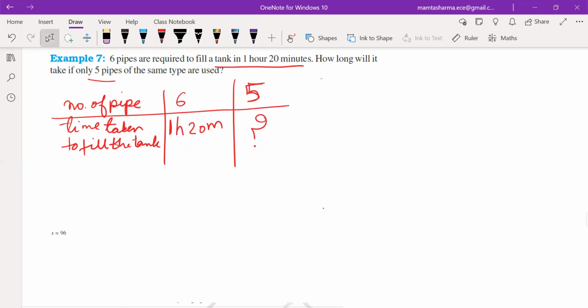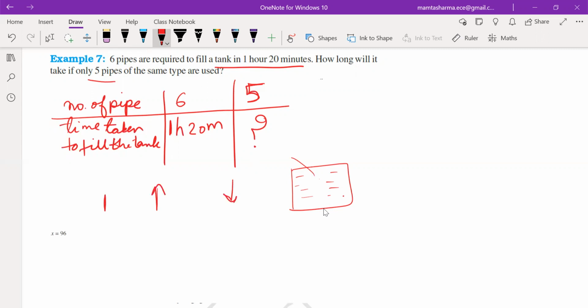First you have to identify whether they are in inverse proportion or direct proportion. When the number of pipes is more, you can fill the tank in less time. When the number of pipes is less, it will take more time to fill the tank. It means when one increases, the other decreases. When the number of pipes increases, the time taken decreases. It means they are in inverse proportion.